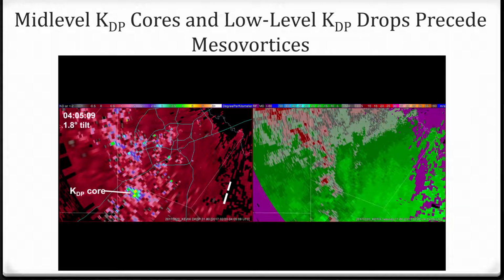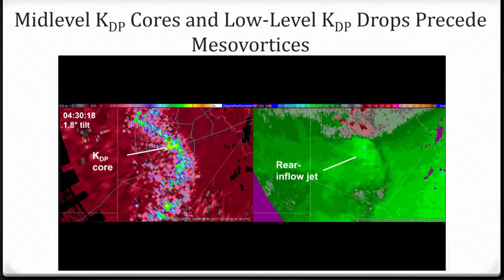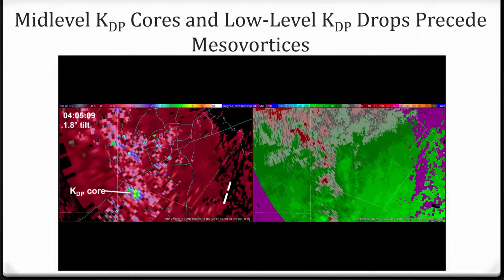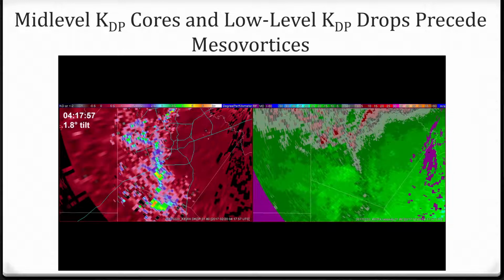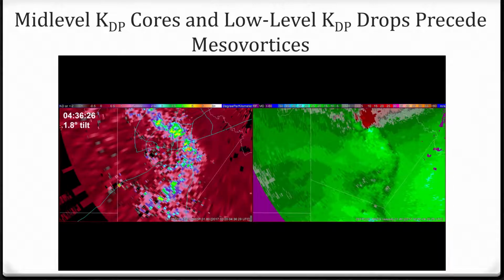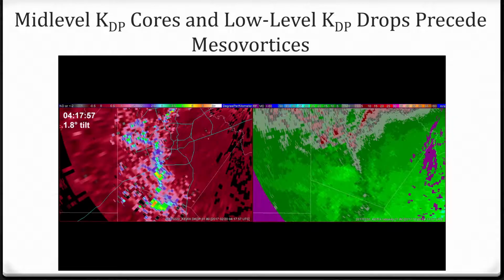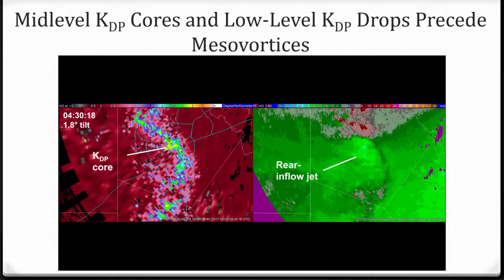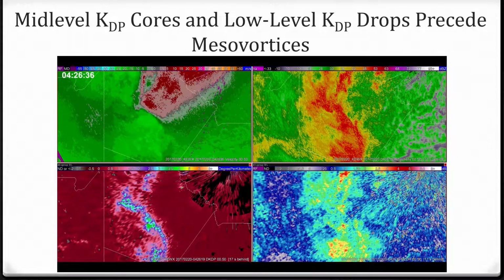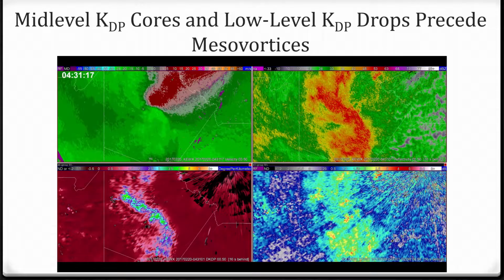So just jumping right into the results, we found that mid-level KDP cores and low-level KDP drops do precede a lot of the mesovortices that we're looking at. So this animation is showing an example of a KDP core, which is at mid-levels, and it is near the environmental melting layer, so that's what we're calling a mid-level KDP core. And it's typically located either within the rear inflow jet or on the very leading edge of the rear inflow jet.